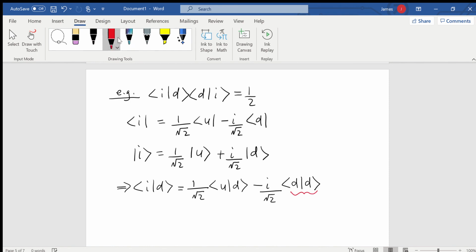The bra and the ket are the same, so this term equals 1. The bra and the ket are different, this term equals 0. So therefore this whole term disappears. And we know that the product in down is equal to 1 multiple of this coefficient, which is minus i over root 2. Okay? Let's continue and look at the other bra-ket product, the down-in.